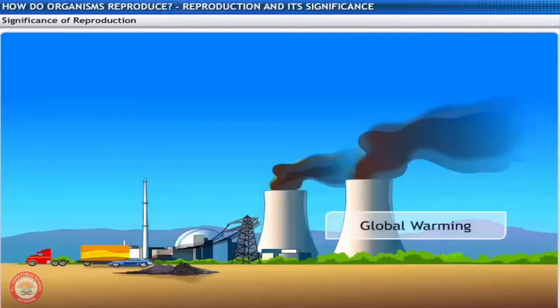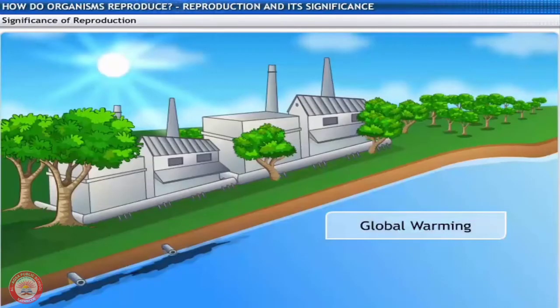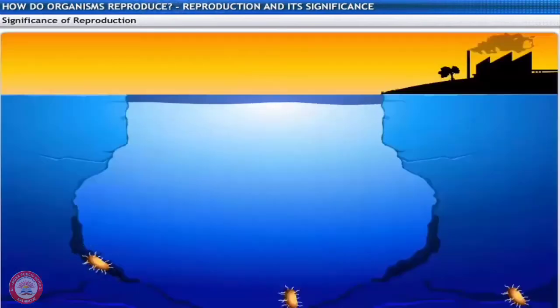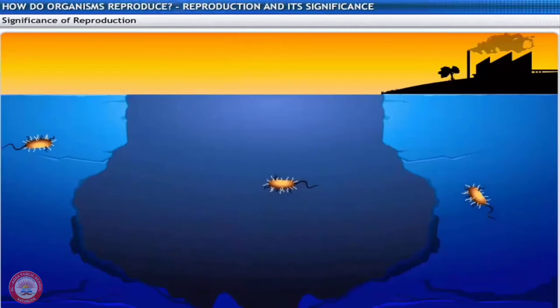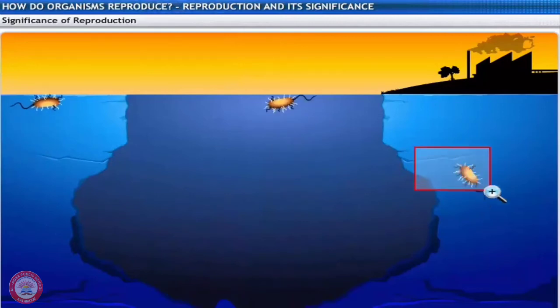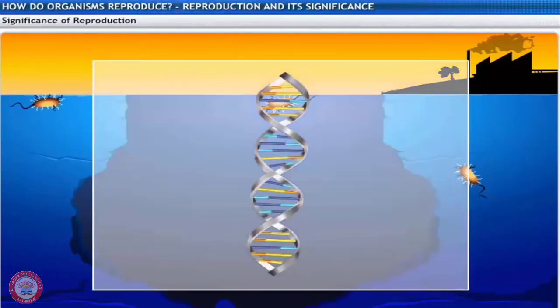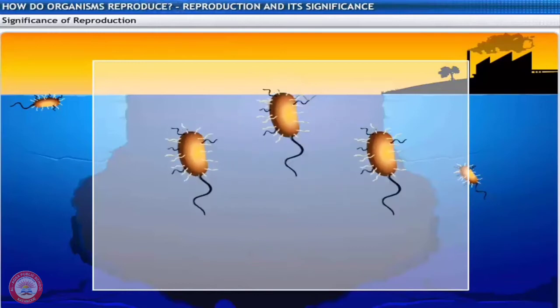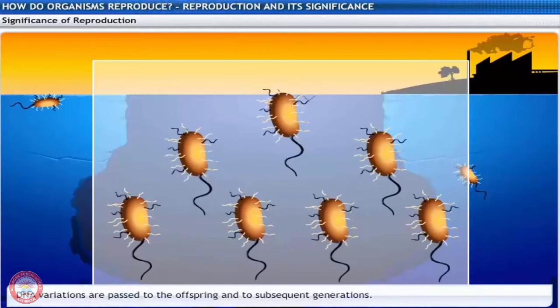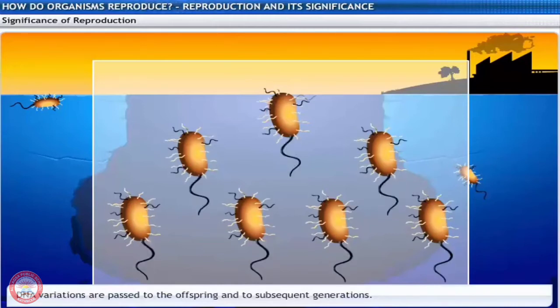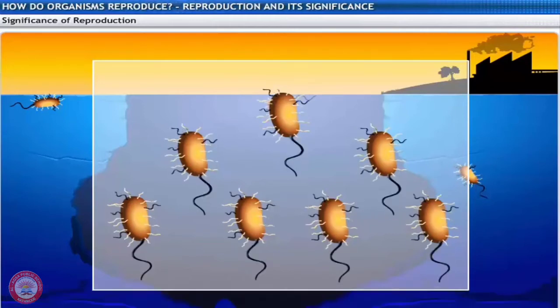For example, if there were a population of bacteria living in temperate waters, and if the water temperature were to be increased by global warming, most of these bacteria would die, but a few variants resistant to heat would survive and grow further. Thus, variation would be useful for the survival of the species over time.